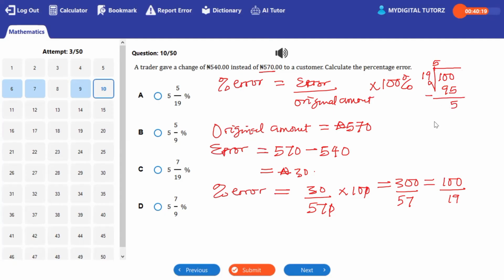So your answer will be 5 whole number, 5 all over 19. So your correct option here is 5 whole number, 5 over 19, which is option A. I hope I'm making sense. So this is how to tackle this type of question. We are going to stop here in today's class and continue in our next class.